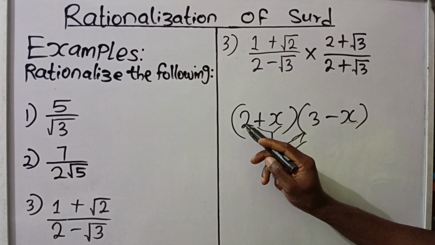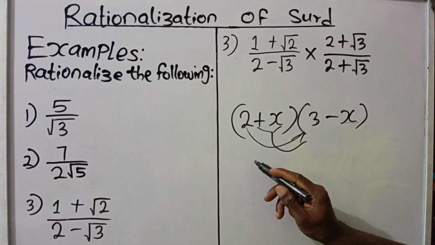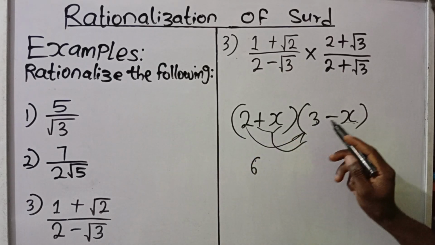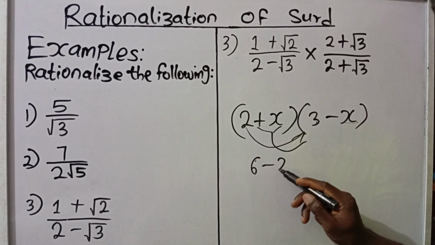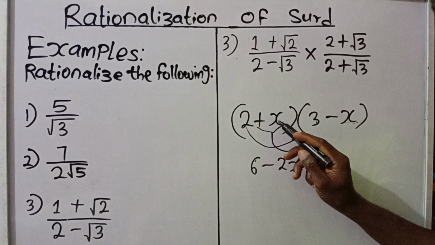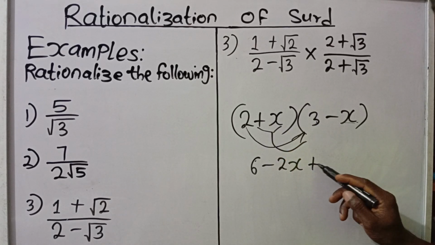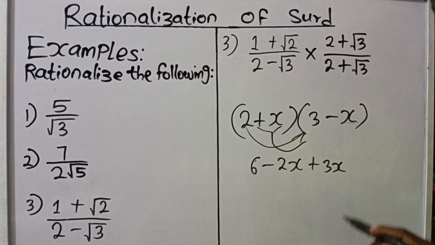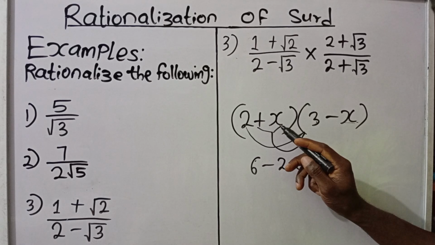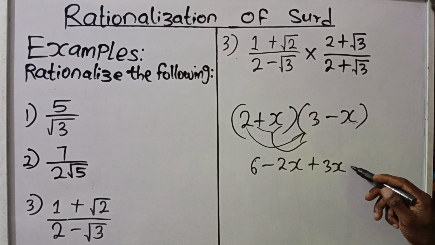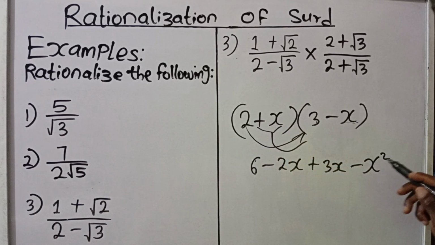And for me to do that, that will now be 2 multiplied by 3 will give us 6. 2 multiplied by minus x will give us minus 2x. Then plus x multiplied by 3 will give us plus 3x. Then plus x multiplied by minus x will give us minus what? X squared, because plus multiplied by minus will give us minus.